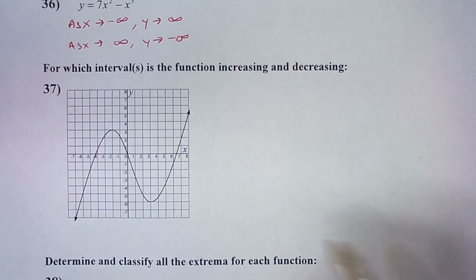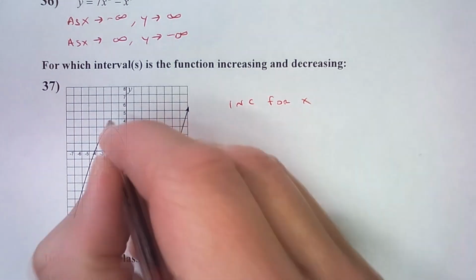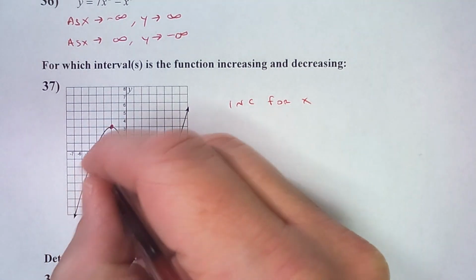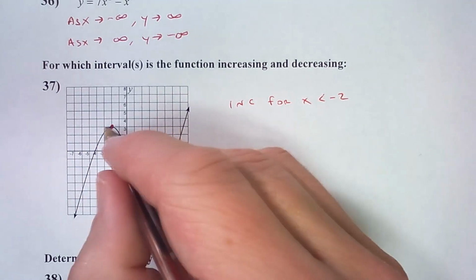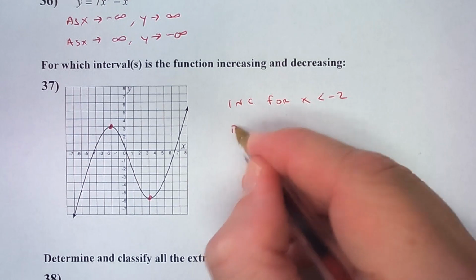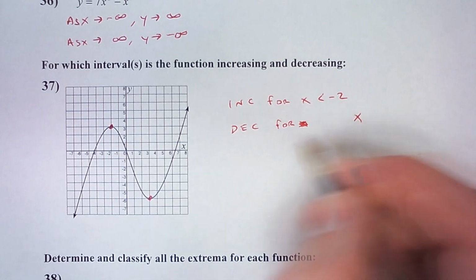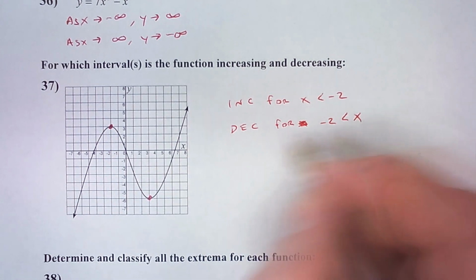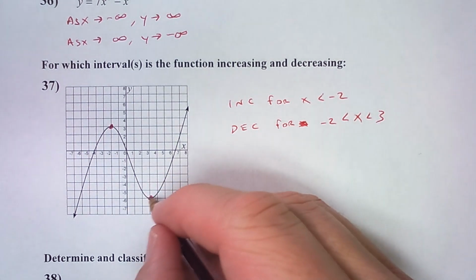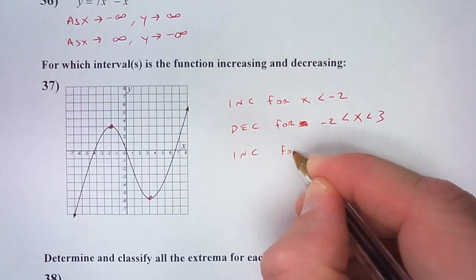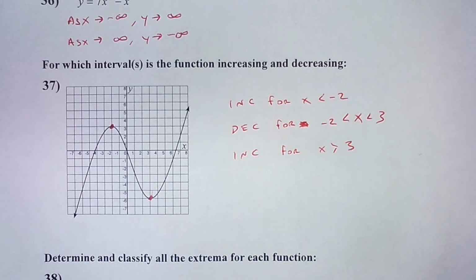For which intervals is this function increasing and decreasing? It starts by increasing for x's that are from negative infinity up to negative 2, so for all x's less than negative 2. Then it begins to decrease, and it does that for x values that are greater than negative 2, but less than 3. And then it begins to increase again for x's that are greater than 3.